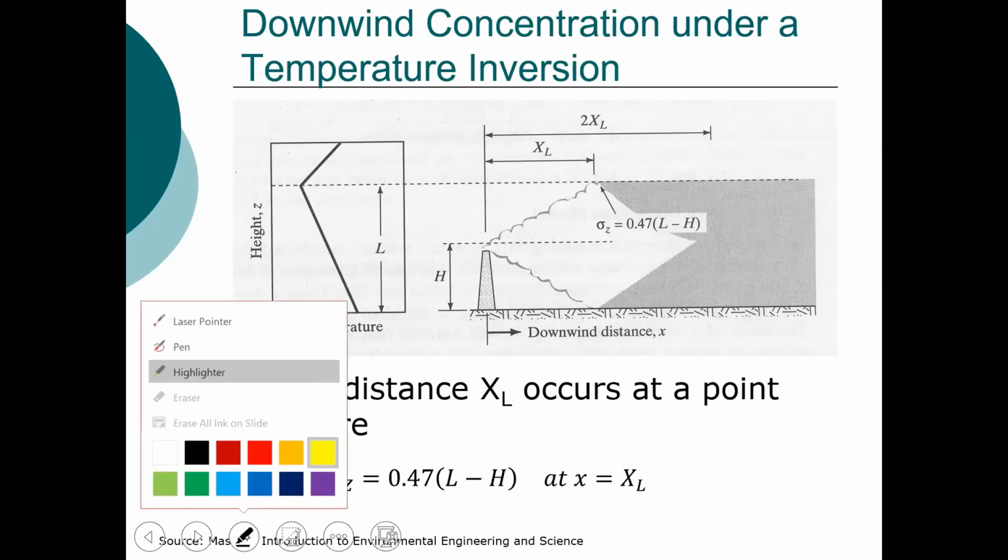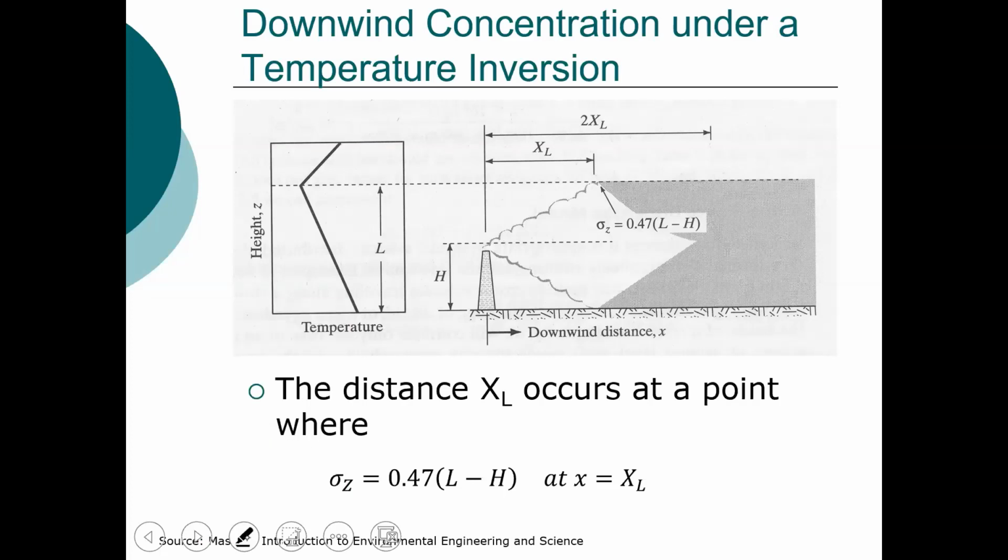So let's look at this with the highlighter. Here's our plume. It hits the ground layer, and we have a reflection upwards. The plume at this point here hits the mixing layer, and we will assume we have a reflection back down towards the ground surface. So we'll describe X sub L as the point where that plume hits the mixing layer and begins to reflect back downward.